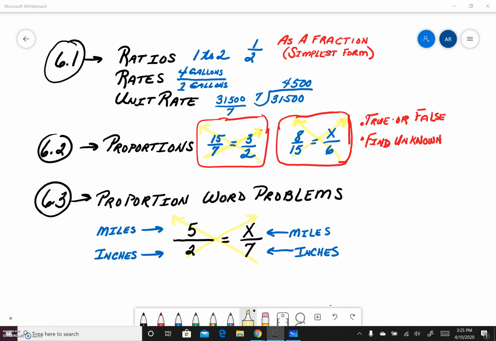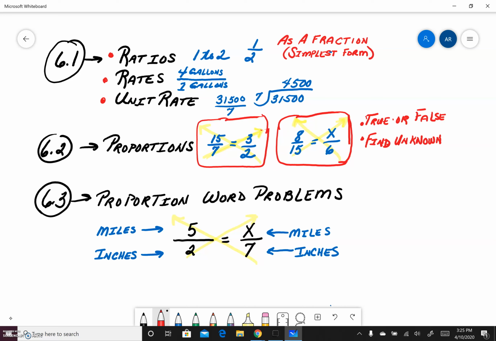Okay, for our next quiz, which is chapter 6, we have 3 sections. In these 3 sections, 6.1, 6.2, and 6.3, I just want to give you a visual before we start practicing for our quiz. Now in 6.1, you'll see I have ratios, rates, and unit rate.